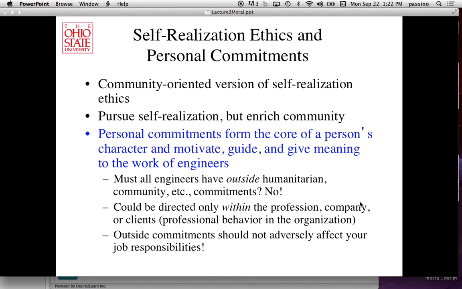All right, self-realization, ethics, and personal commitments. This is the issue of a community-oriented version of self-realization ethics. There's a lot of engineers that pursue sort of self-realization, what it means, you know, to make themselves a better individual, okay, is not just technology. It's people connected to technology. And connected to that, often they work for the betterment of their communities, okay? So these personal commitments to these people often form the core of a person's character and motivate, guide, or give meaning to the work of engineers.